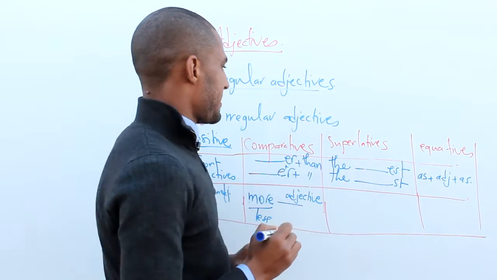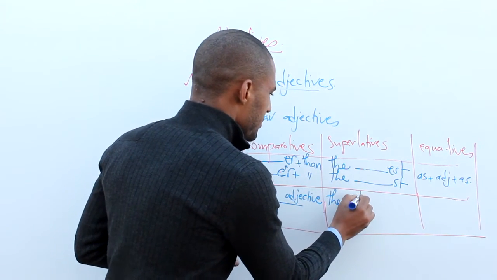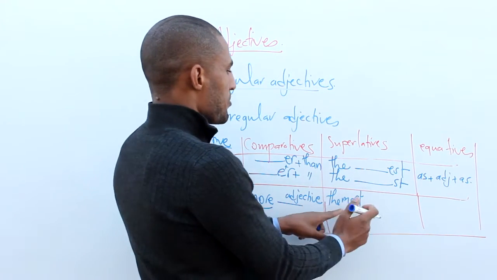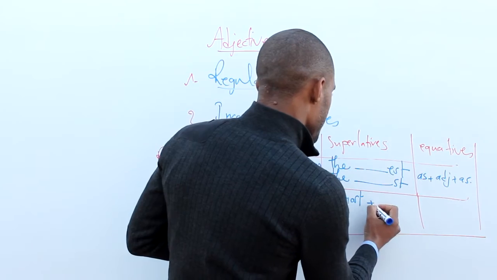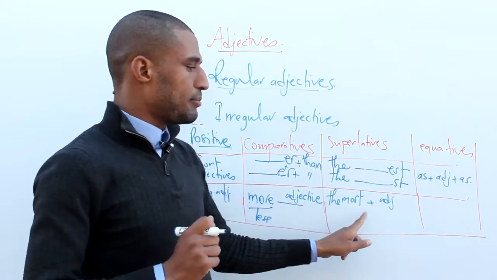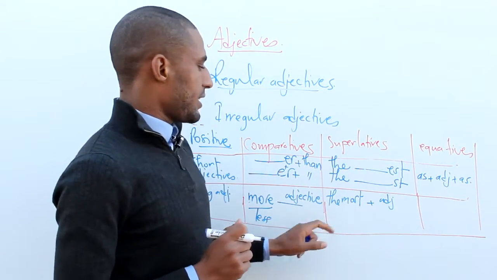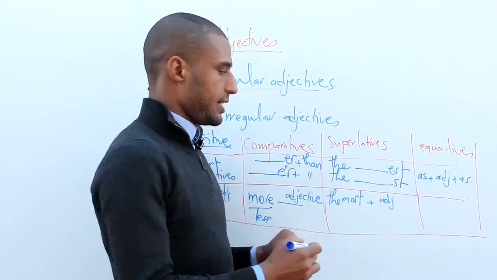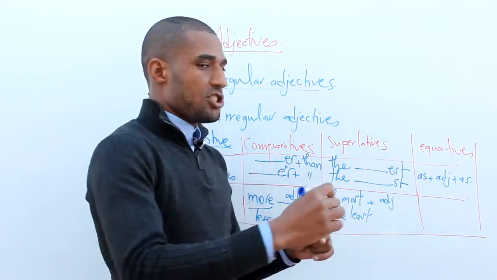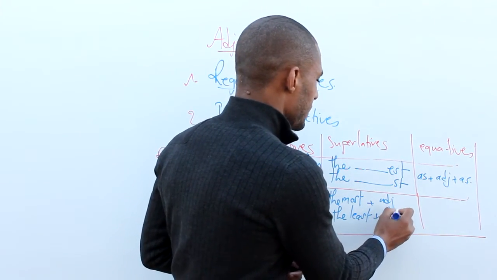Now, for the superlative form, we write the most. It's the superlative form of more, the most, and then adjective plus a long adjective, right? The most beautiful, the most interesting. For less, again, we may see here the least, okay? The least interesting, right? And so on. Plus adjective.